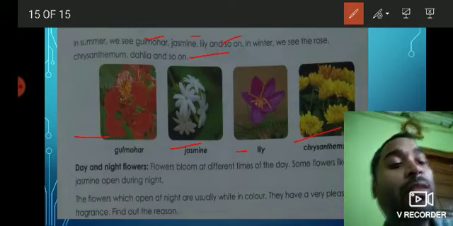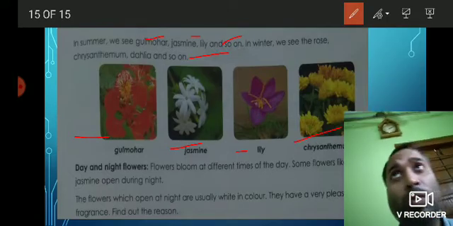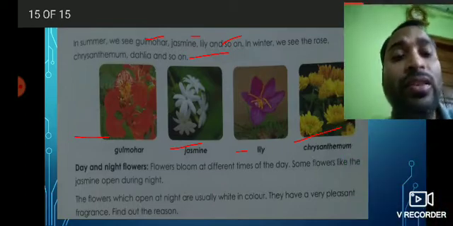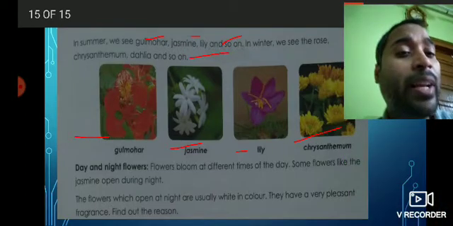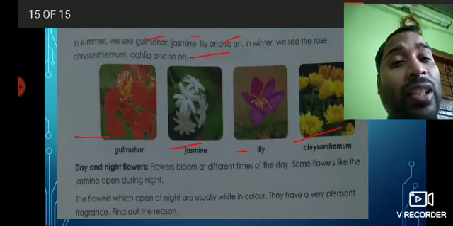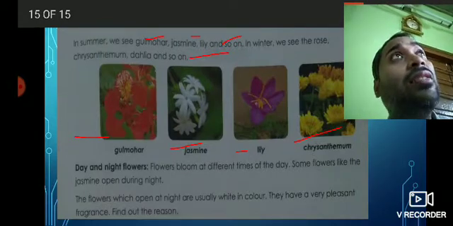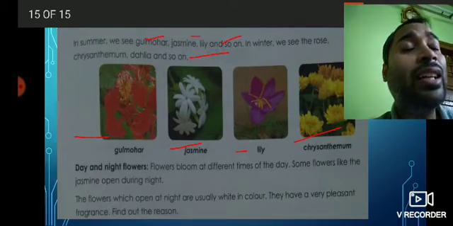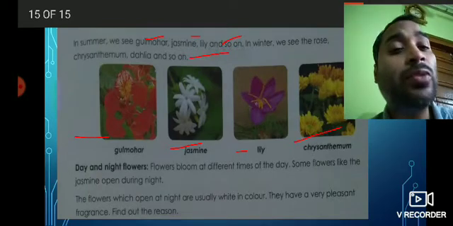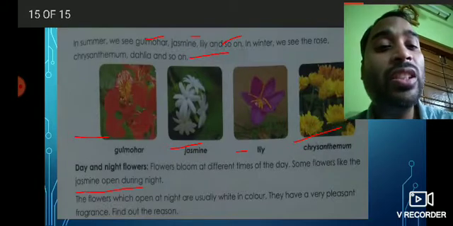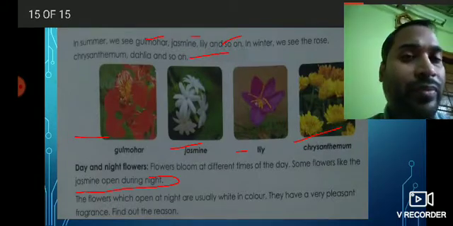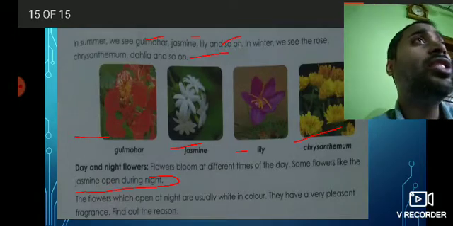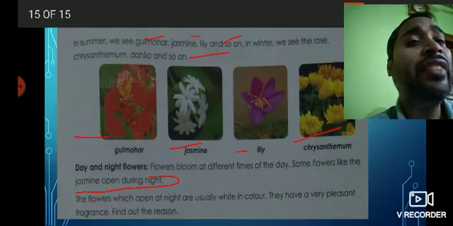Then we have some flowers which bloom during the day, and there are also flowers which bloom during the night. So flowers bloom at different times of the day. Some flowers like jasmine open up during the night, and often the flowers that open up at night are white in color. Here you can see jasmine, it is white in color, and jasmine opens during what? Night time. They do this generally to attract certain insects which fly during the evening or night time.